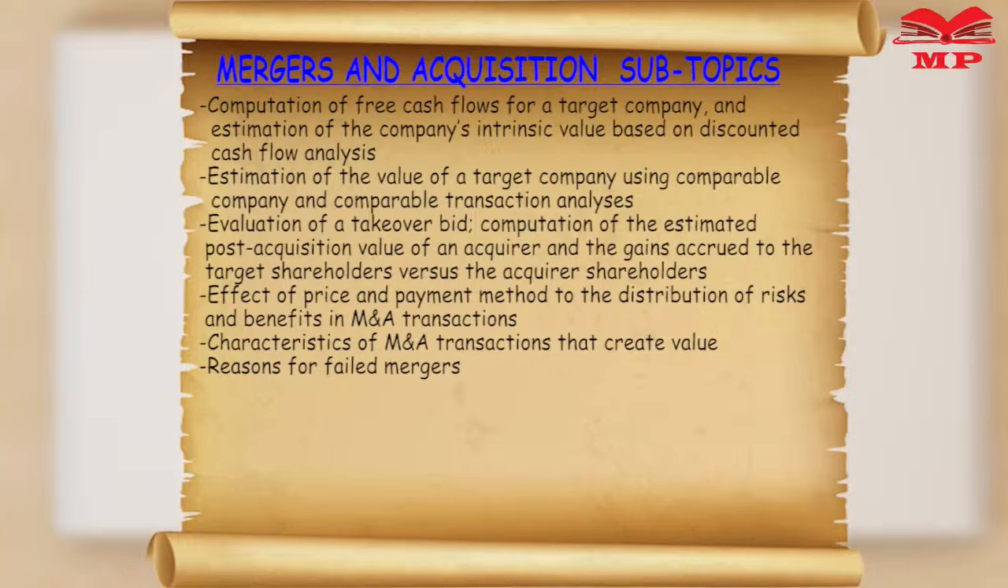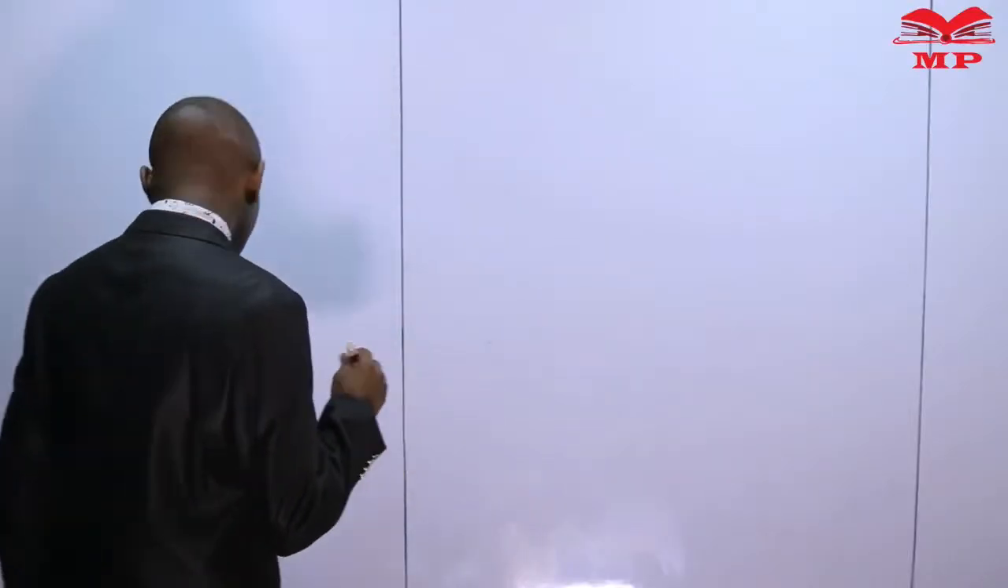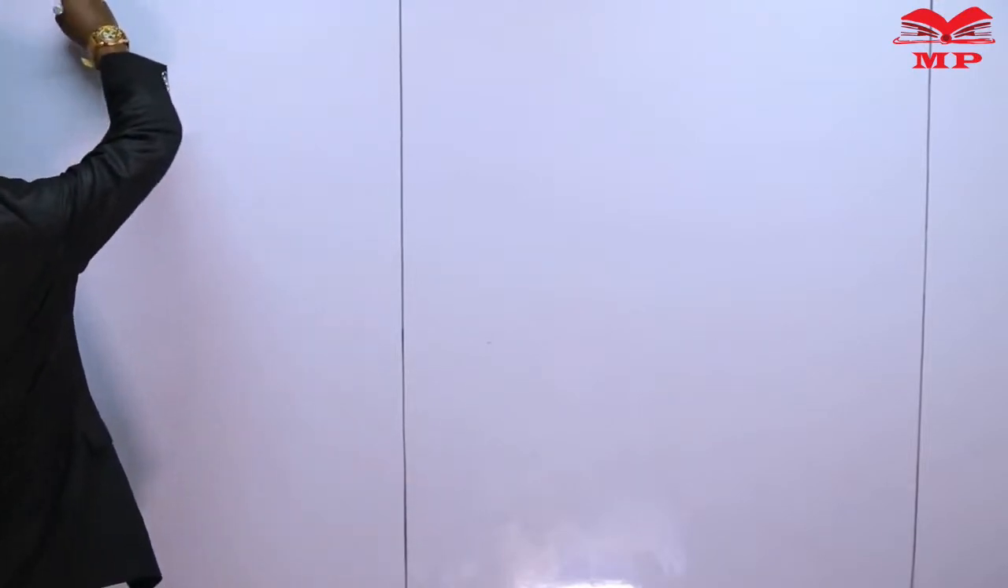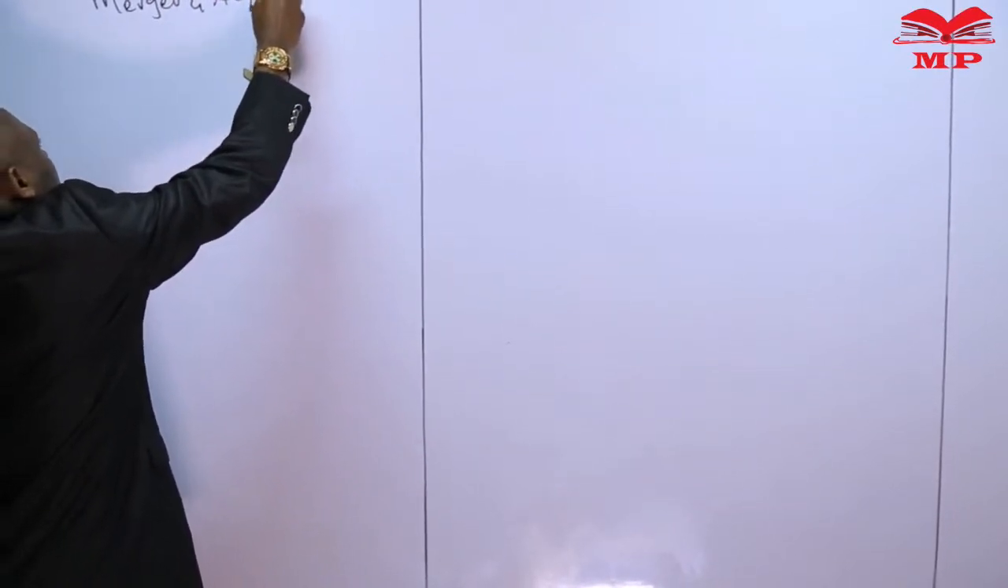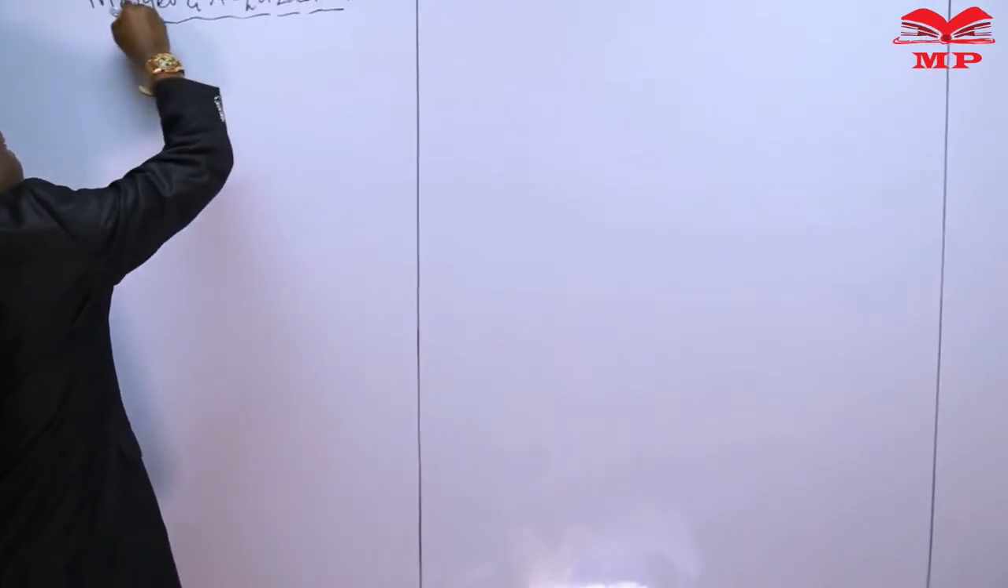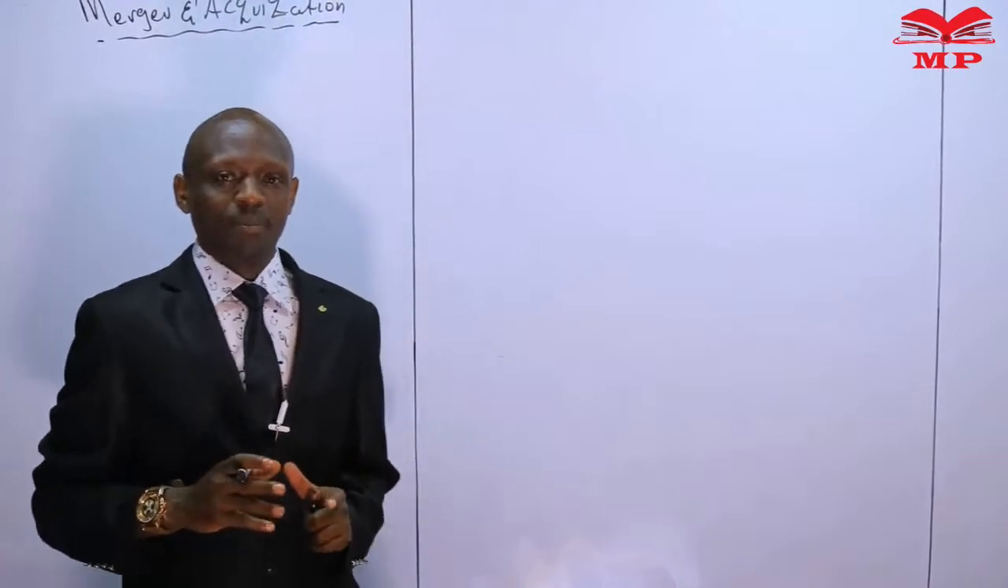Now, to start with, we need to understand what merger and acquisition is. So the topic is merger and acquisition. Under the topic merger and acquisition, we need to understand first, what do we mean when we talk of merger? What does it mean when we talk of acquisition? We must understand the definition of these two terms and actually what it means when we say that two or more firms merged together or a firm acquired another firm.